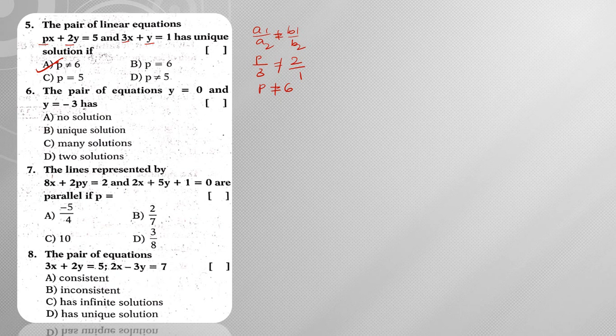Next, the pair of equations y is equal to 0 and y is equal to minus 3 has. Now if you observe, whenever you draw the graph for this, y is equal to 0 means the x-axis. So this is nothing but my y is equal to 0 line, which is the x-axis. Next, y is equal to minus 3 means a line parallel to the x-axis. So from this we can say both have no solutions.